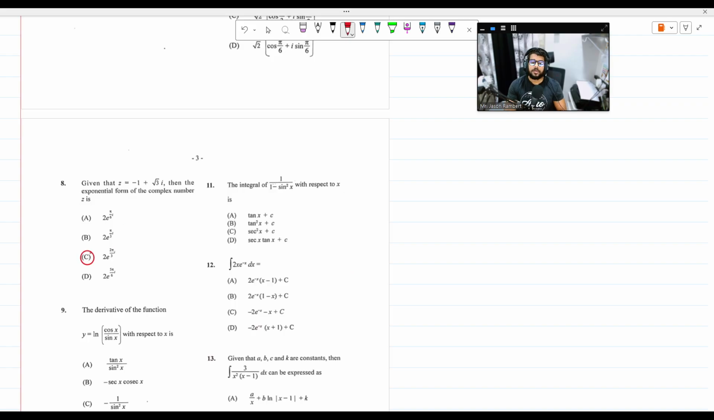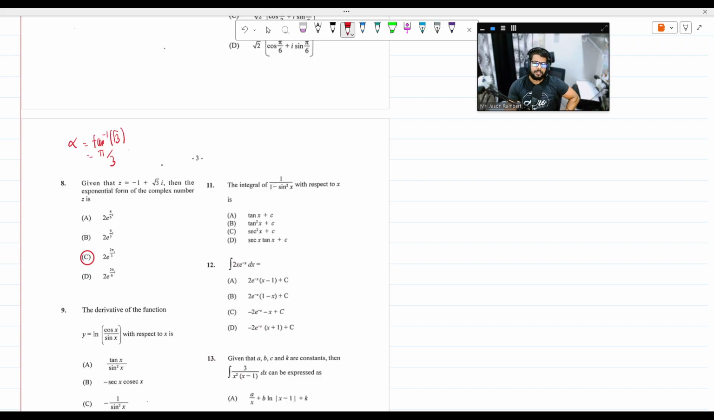So I'll still go over the working for it, right? So we know that I'm not going to bother to calculate r, which is the magnitude, because all of them is 2. I'm going to calculate the argument. So we know that the reference angle, usually some books and some teachers, they say the reference angle is alpha. That's just tan inverse of root 3, which is going to be pi on 3.